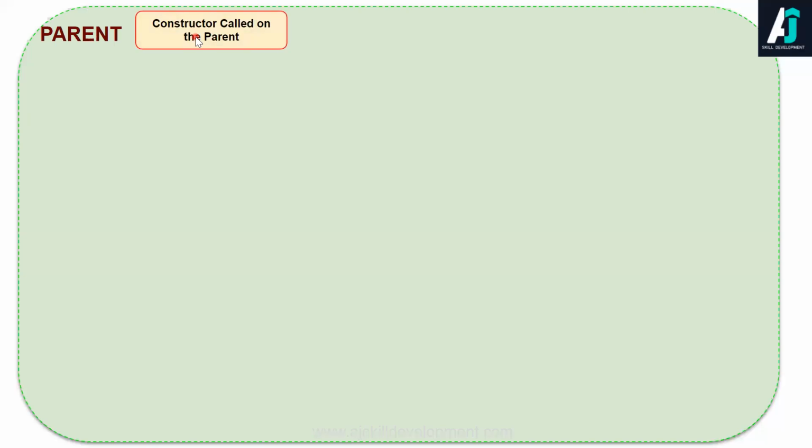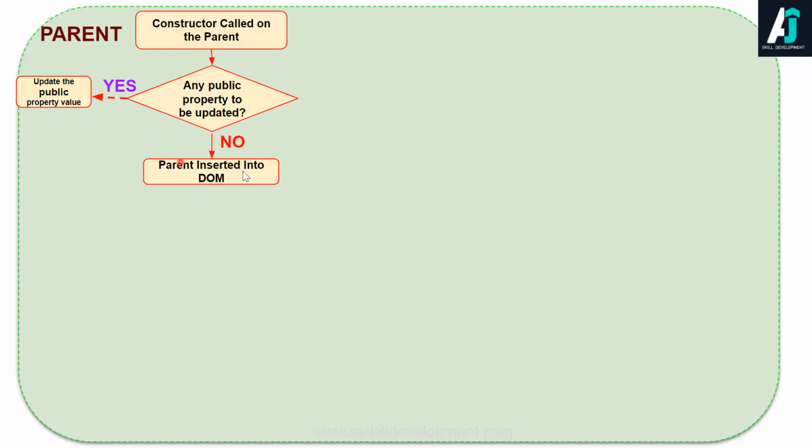Okay, the constructor will be the first callback method that gets invoked. Next, it checks whether any public properties need to be updated. Public properties are nothing but the class level properties. If they have to be updated, it does that first. If not, then it is going to insert the parent into the DOM. The parent component will get inserted into the DOM.